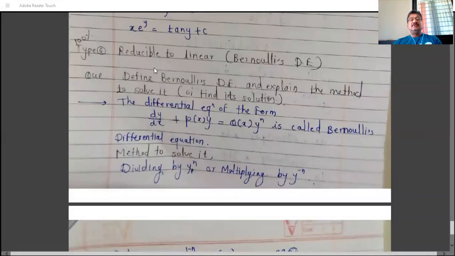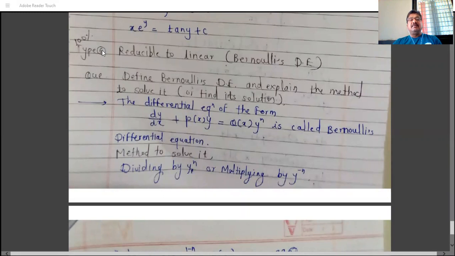Next type is reducible to linear differential equation. That is the differential equation reducible to linear differential equation, or it's called Bernoulli's differential equation. So this is the A type. Actually, this is the subtype of the previous type, that is the linear differential equation. It's a subtype, reducible to linear differential equation, or it's called Bernoulli's differential equation.